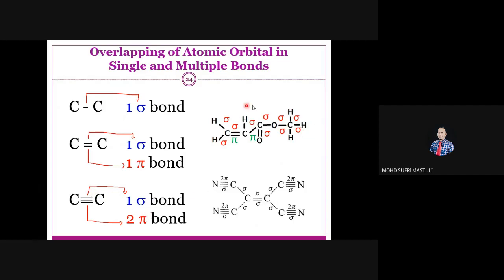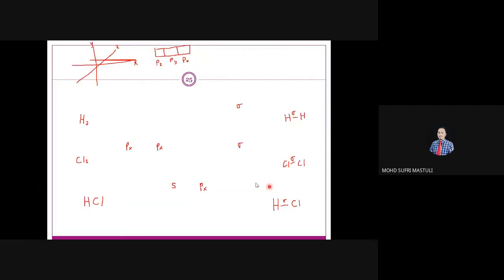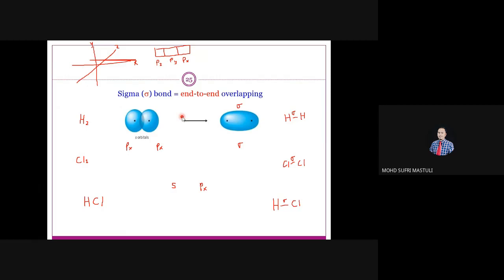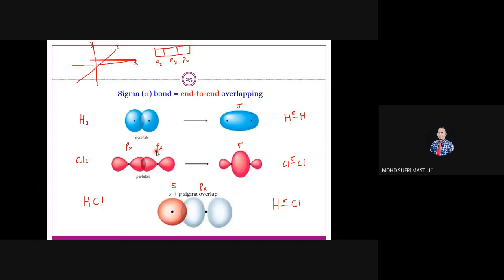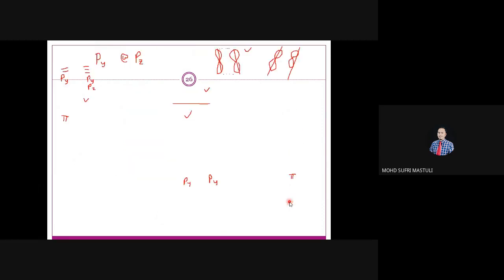Okay, so in a given molecule, you should be able to count how many sigma and also how many pi. This one shows the formation of sigma is end to end. So we have several combinations of atomic orbitals, either s with s orbital, or px with px orbital, or s with px orbital. All these three are overlapping of different orbitals that form a sigma, sigma, and also sigma.